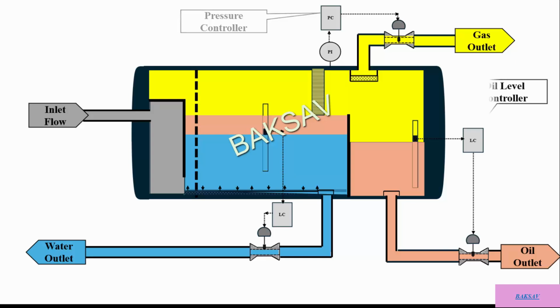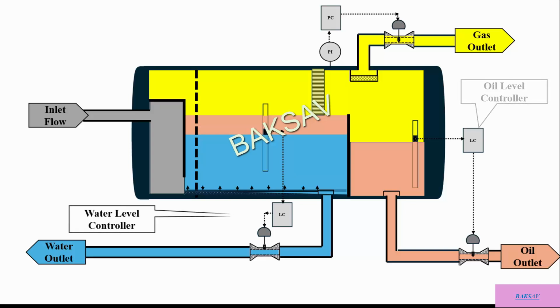Oil level controller plays the role of logic by receiving the input oil level indication signal from the oil level transmitter and, on the basis of its set logic, generates and sends an output signal. Water level controller plays the role of logic by receiving the input water level indication signal from the water level transmitter and, on the basis of its set logic, generates and sends an output signal.